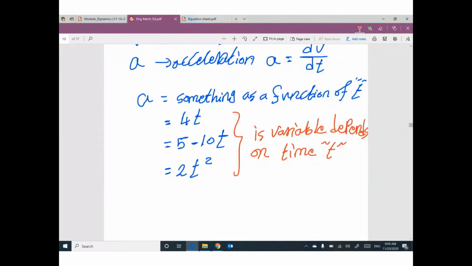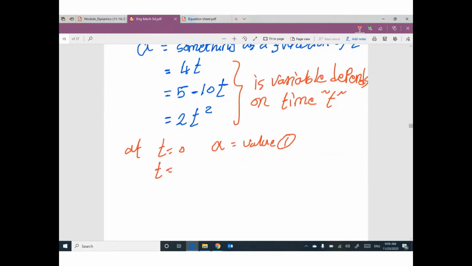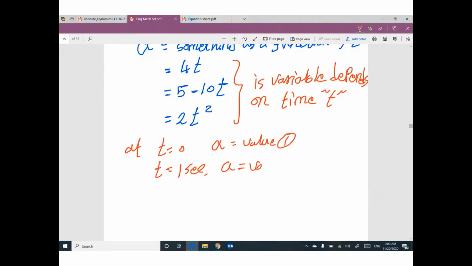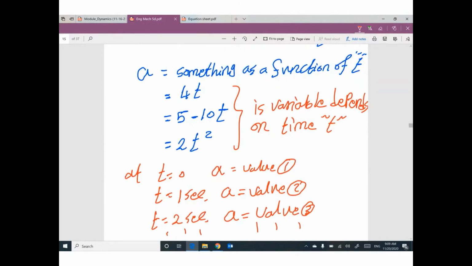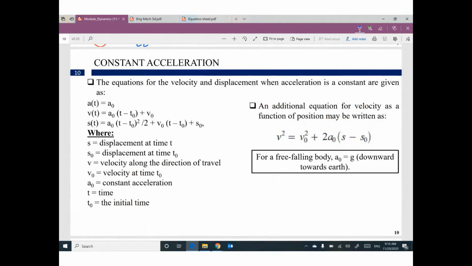What do I mean? I mean, at t equals 0, we can get acceleration with a value 1. At time equal 1 second, we have a different value for acceleration, value 2. At t equal 2 seconds, we have a third value for acceleration, value 3. And keep going. So for this part, you have acceleration as a function of time. Once the time changes, acceleration will have a different value.